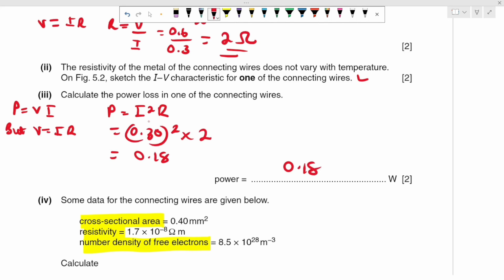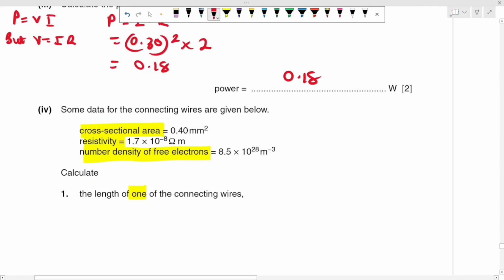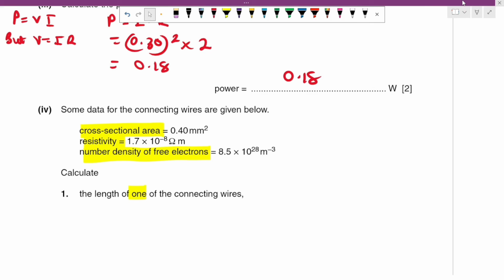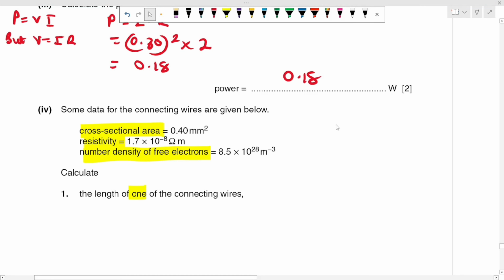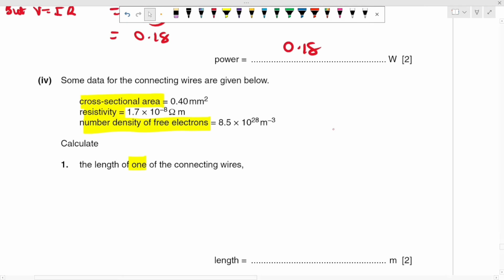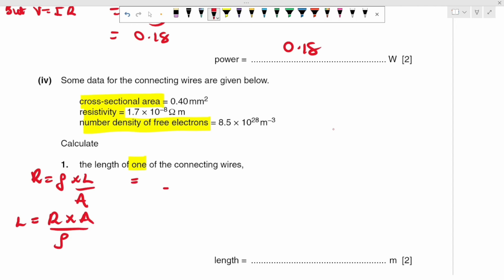Right? Part V. Some data for the connecting wires are given below: cross-sectional area, resistivity, and number density. Calculate the length of one of the wires. So we want to find the length. What do I know? I know that resistance is equal to rho, resistivity, times L divided by A. So my length will be equal to my resistance times A divided by my resistivity. My resistance for a wire is 2. My area is 0.40 times 10 to the power of negative 3, which is a milli.